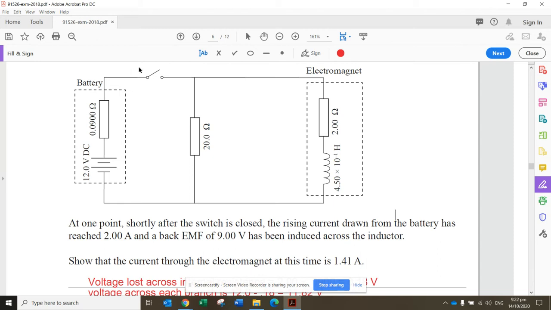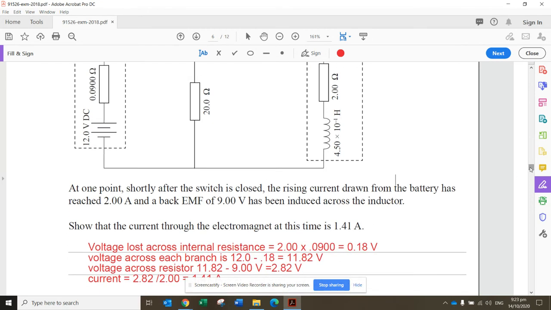So if you look at this, when the switch is closed, this is essentially a parallel circuit, like your year 12 one. So the voltage across every branch is the same. Now that's a supply voltage, 12 volts, but some of the energy is used up by the internal resistance. So voltage lost across internal resistance is the circuit current times internal resistance, which is 0.18 volts. And so the voltage available to the rest of the circuit, or across each branch, is 12 minus 0.18 volts, which is 11.82 volts.